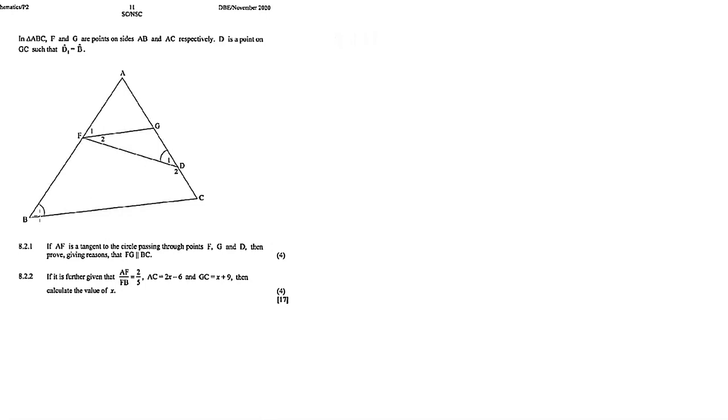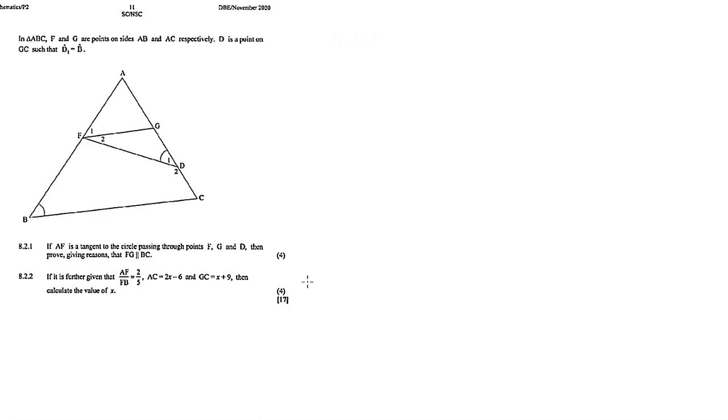D1 is equal to B. D1, this angle is equal to this angle. So, 8.2.1: if AF is a tangent to the circle passing through points F, G, and D, then prove, giving reasons, that FG is parallel to BC.